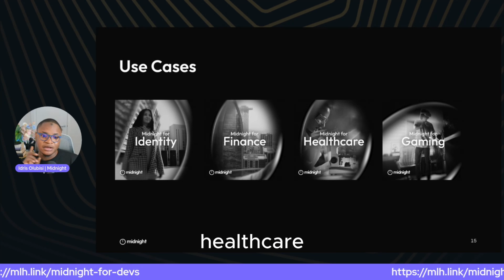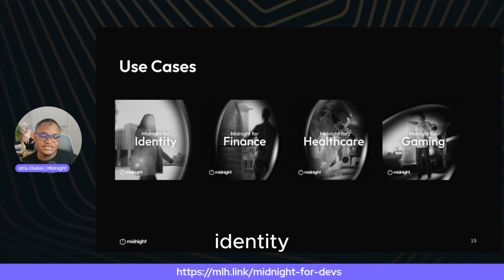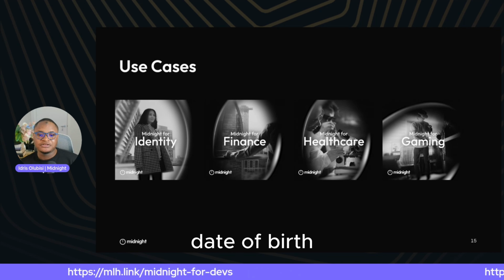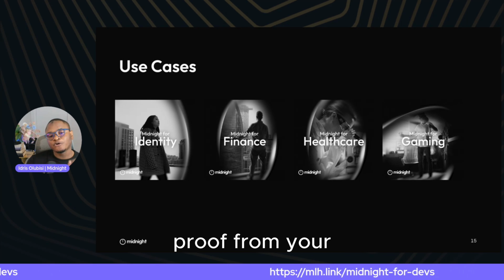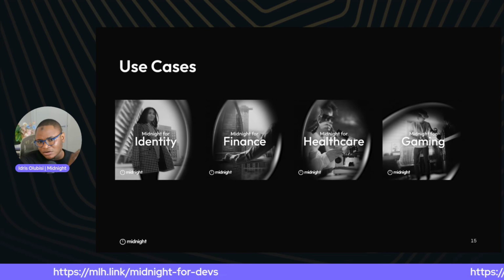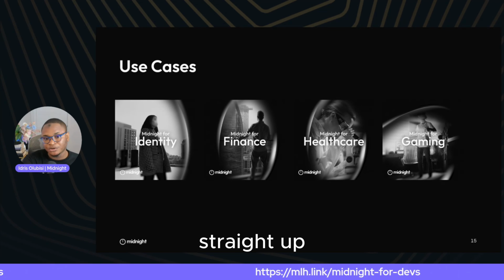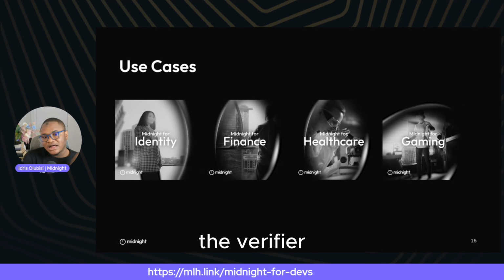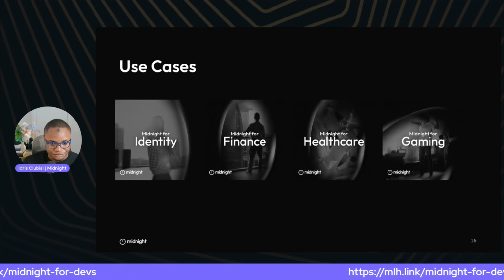We have the healthcare, and then we have the gaming ecosystem. Of course, identity: proving your age without revealing your date of birth, your name, your country, or wherever you're from. You generate a proof from your credentials. Whatever needs to verify it, maybe a gate or a system, verifies it, and then you just walk straight in. The verifier leans on one bit: is it correct? Yes or no, and nothing else.